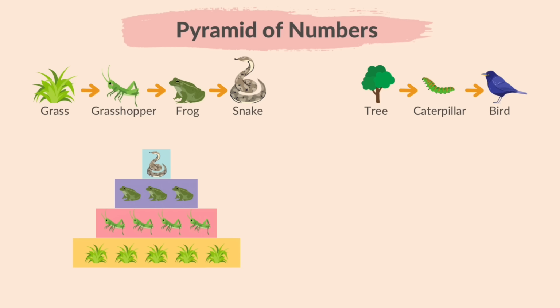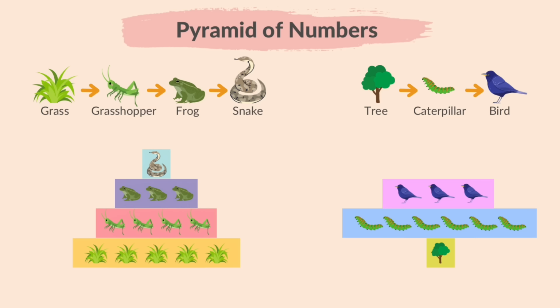For example, if we consider this food chain, we have one tree, which is the producer. Then we have caterpillars, and moving up the chain, we have some birds. So in this case, the pyramid of numbers won't be pyramid shaped. This is because the tree is one large organism which has enough energy to support many smaller organisms, that is the caterpillars.